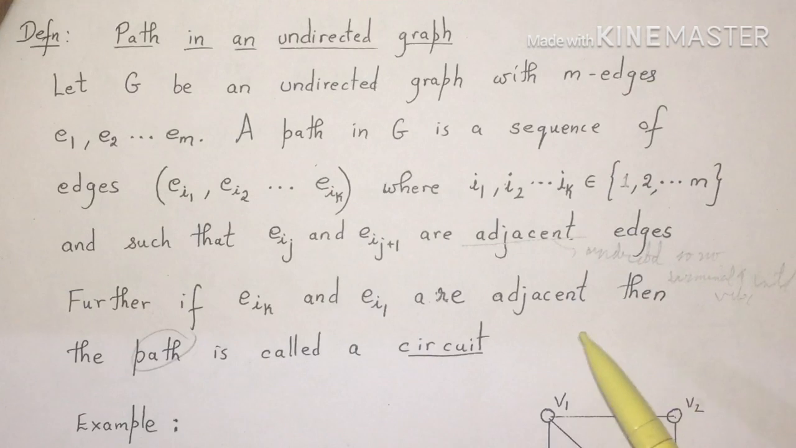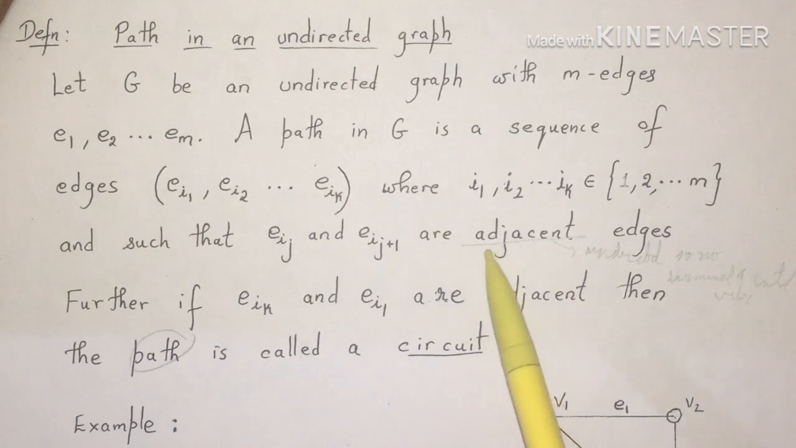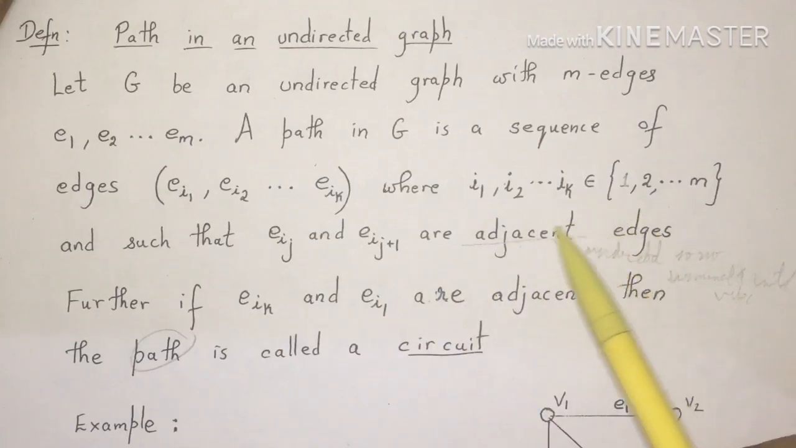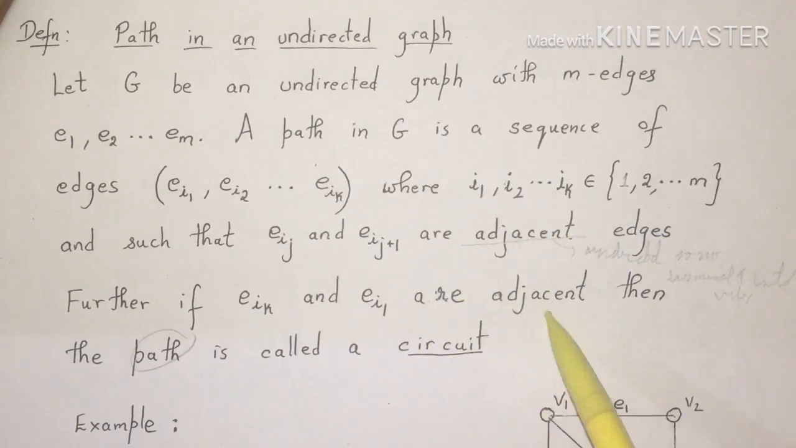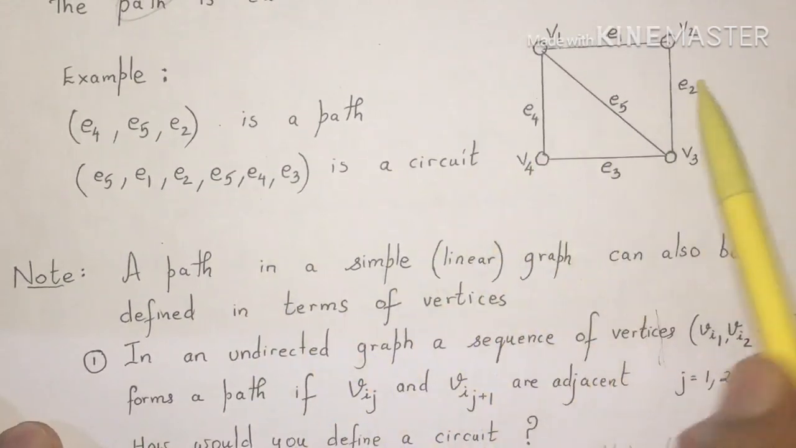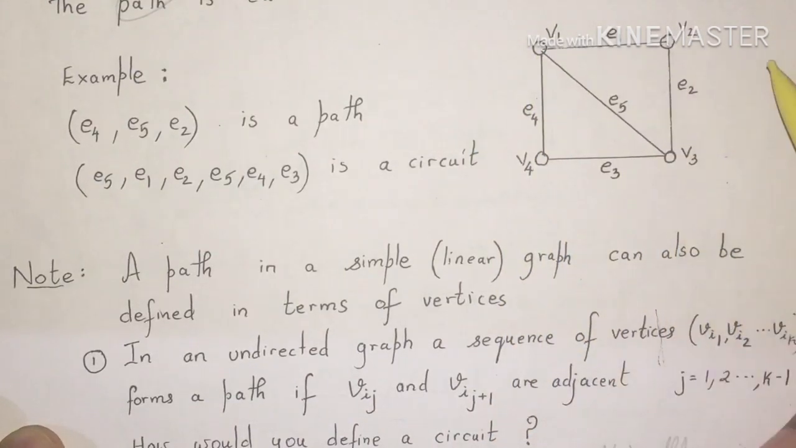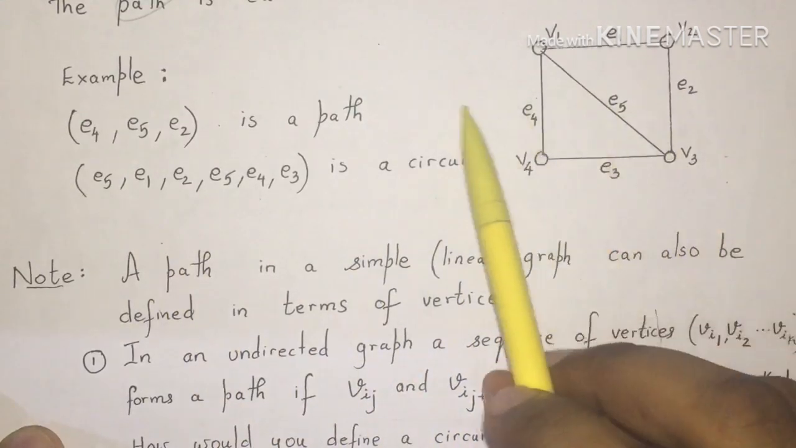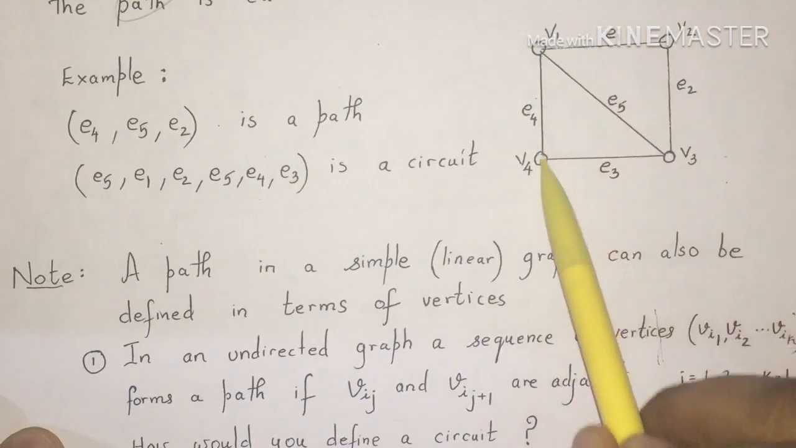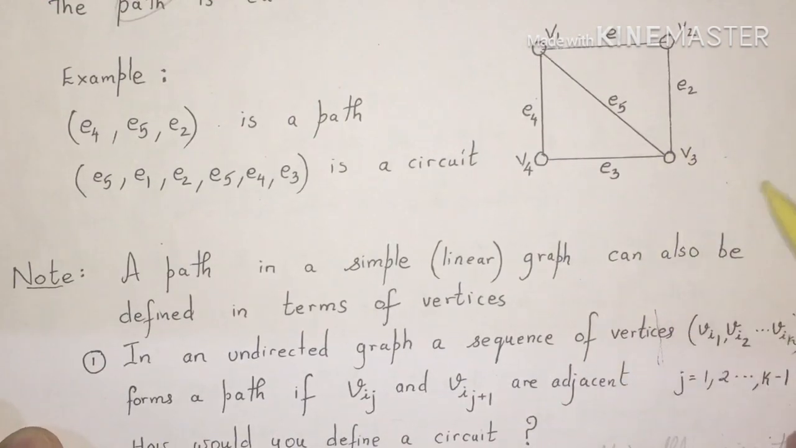If you notice, it's the same definition as the previous, except since it's an undirected graph, the direction is not important. So we don't need to mention terminal and initial. If we just mention the two edges are adjacent, well, it's sufficient in an undirected graph. Here is an example. E4, E5, E2 is a path. Now E5, E1, E2, E5, E4, E3 is a circuit, as if you notice we return back to the vertex V3.